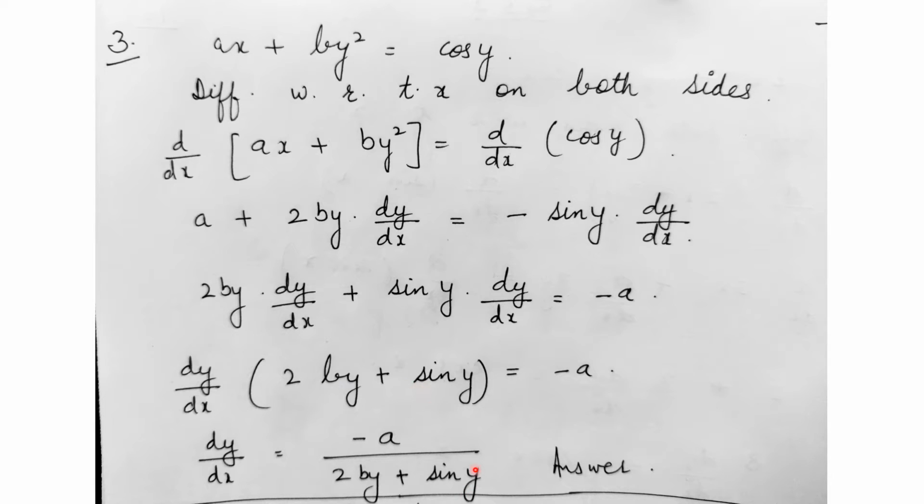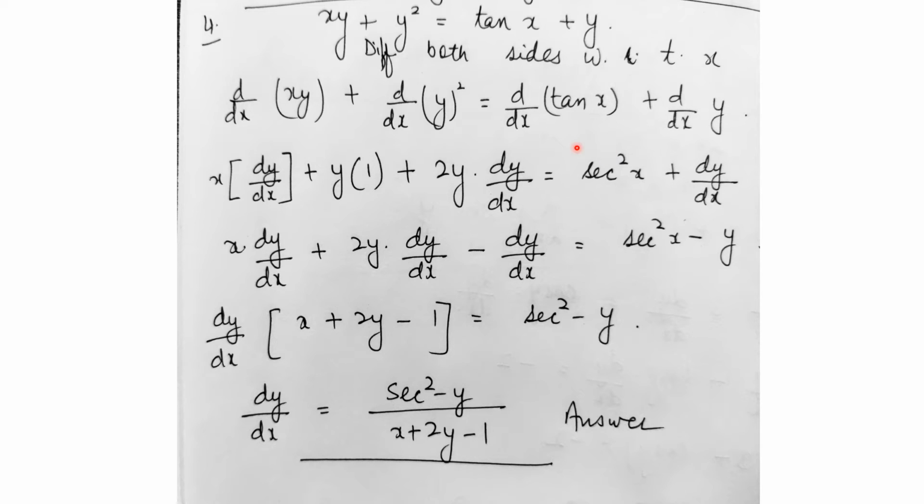This will go in the denominator. Answer will be minus a upon 2by minus sin y. Again, a very simple question. Next, question number 4: xy plus y square is equal to tan x plus y.